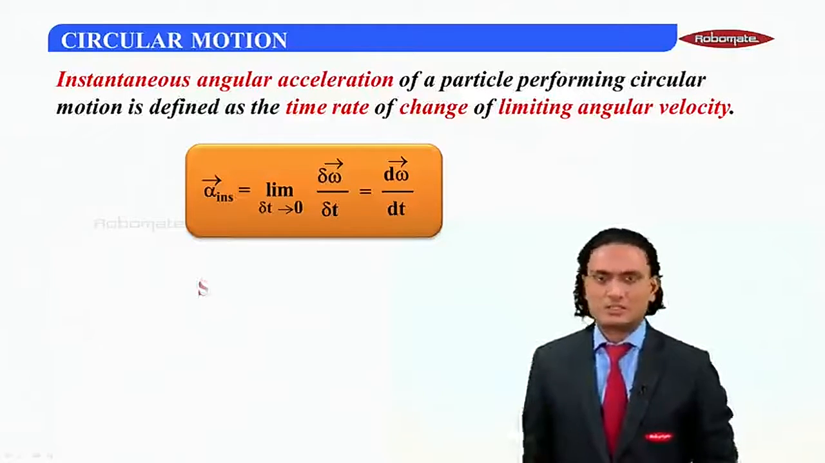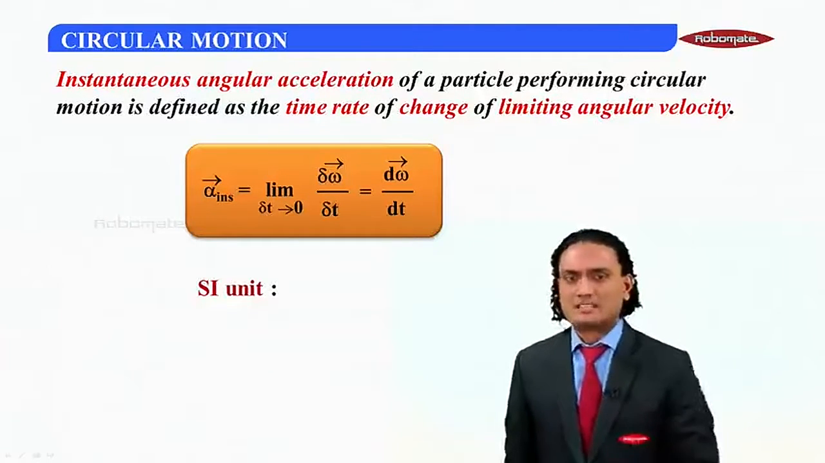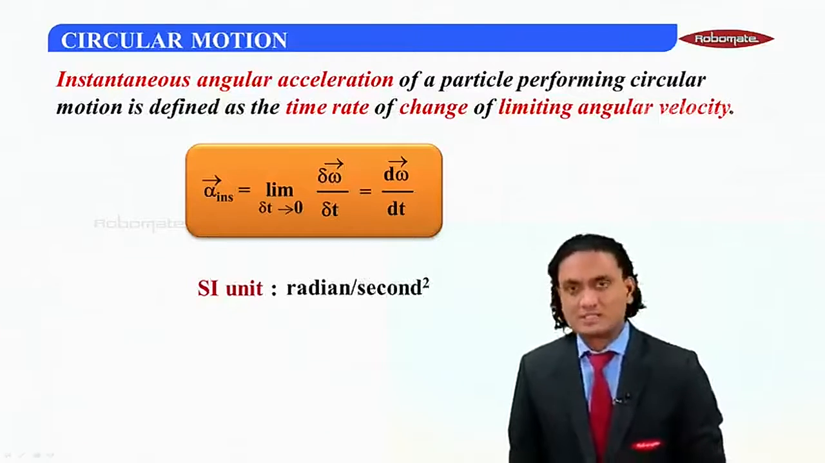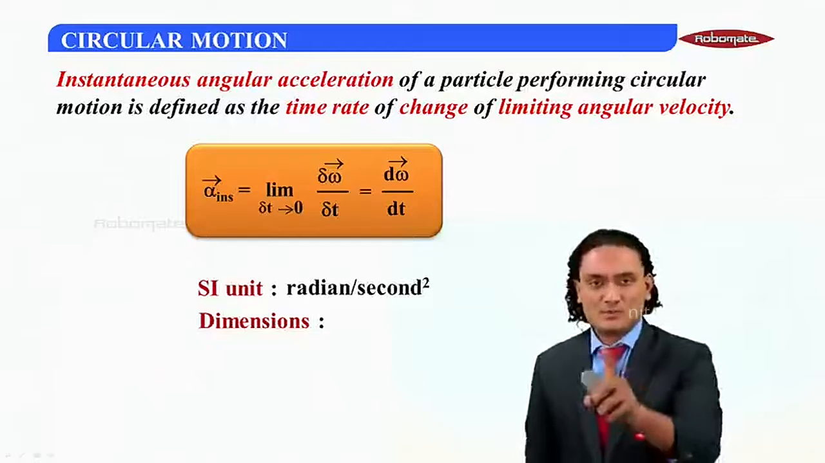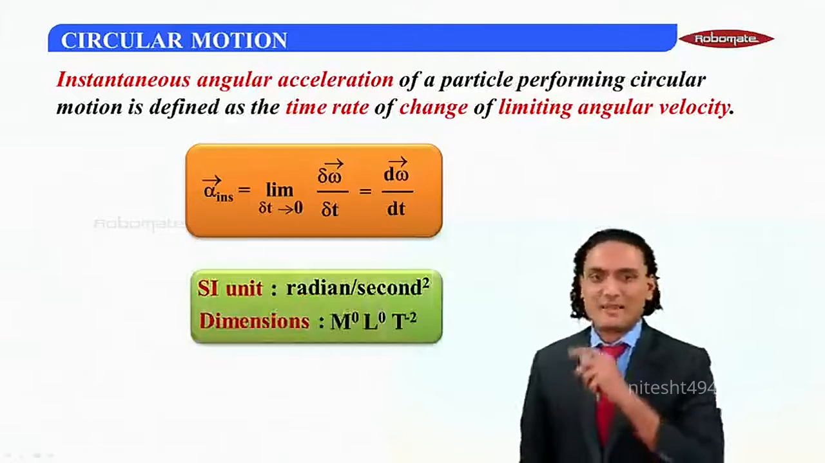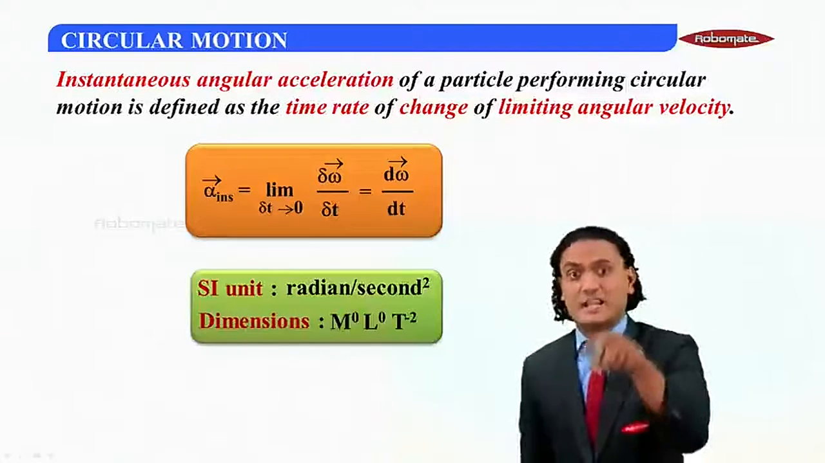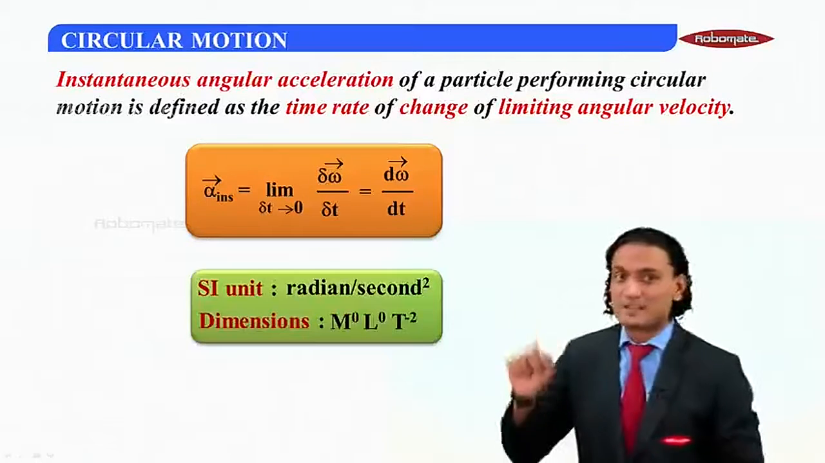Now students, we can go on to SI unit. What is the SI unit of angular acceleration? It is radian per second square. And what are the dimensions? Dimensions are m raised to 0, l raised to 0 and t raised to minus 2. Exactly, radian per second square.